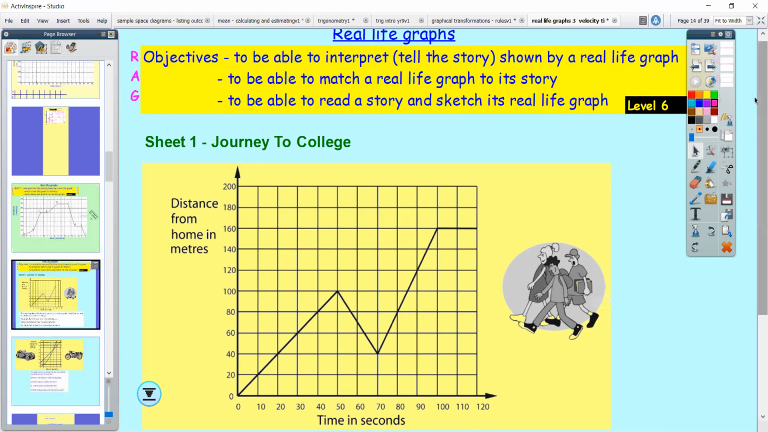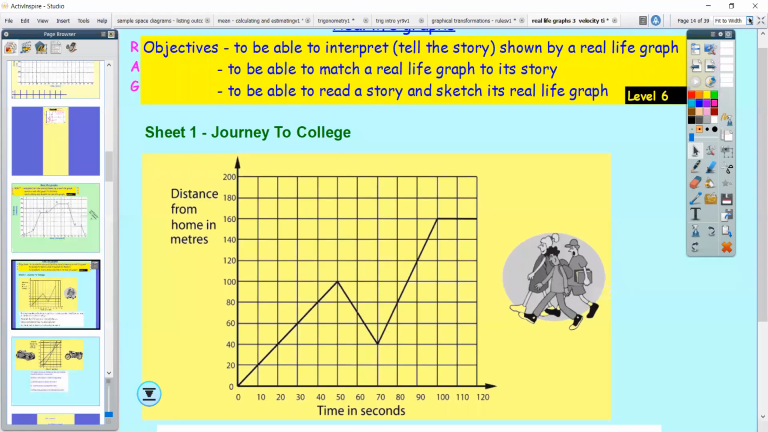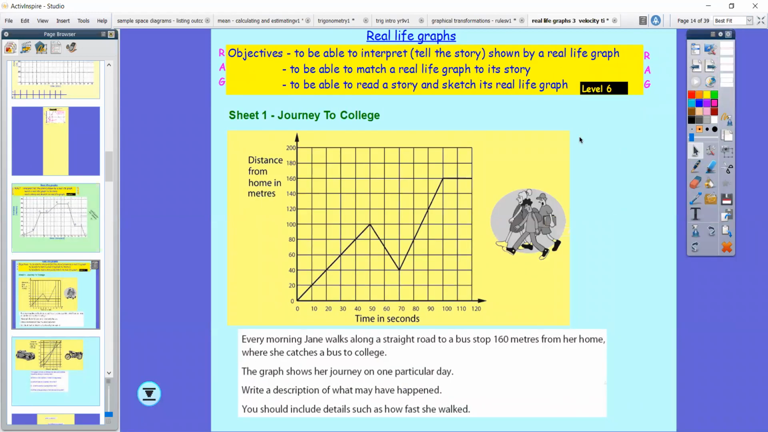And this one was all about writing, to show they've got an understanding of travel graphs. So if you look at this one, they're actually having to write a story about what could happen. And the great thing about it is there's a lot of variety of stories that could have happened here.